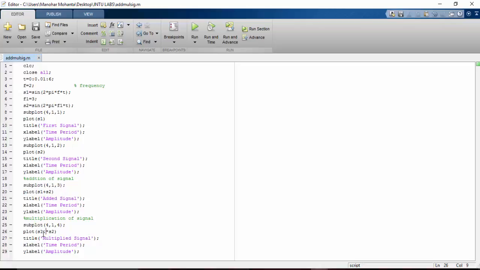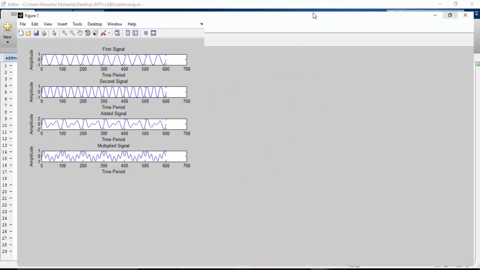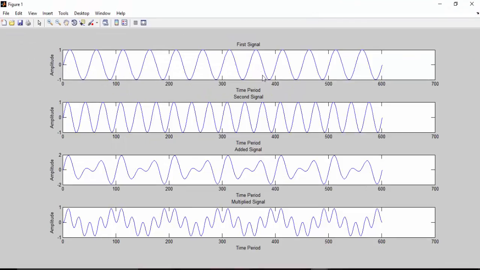After doing this, just save it and then run it. Then you can find the signal. So friends, this is the first signal, this is the second signal, and the added signal you can see there, and the multiplied signal you can see. So this is a simple code. You can go back, pause it, and you can see it.